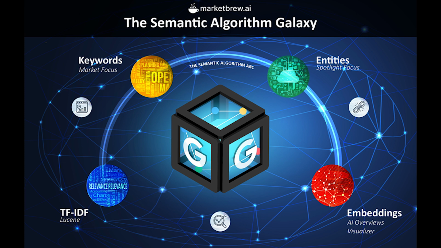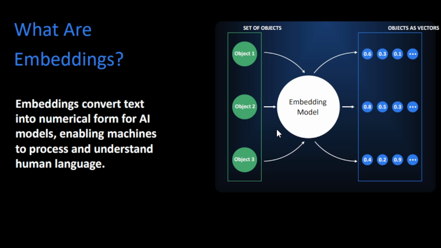In the search engineer world, it is considered the fourth generation of text classifier technology, with TF-IDF, keywords, and entities preceding it. Embeddings shot into the spotlight with the groundbreaking 2017 paper, Attention is All You Need. This led to the transformer architecture, now the foundation of today's large language models. Embeddings are vector representations of words, phrases, or sentences. They are the basic building blocks of large language models.